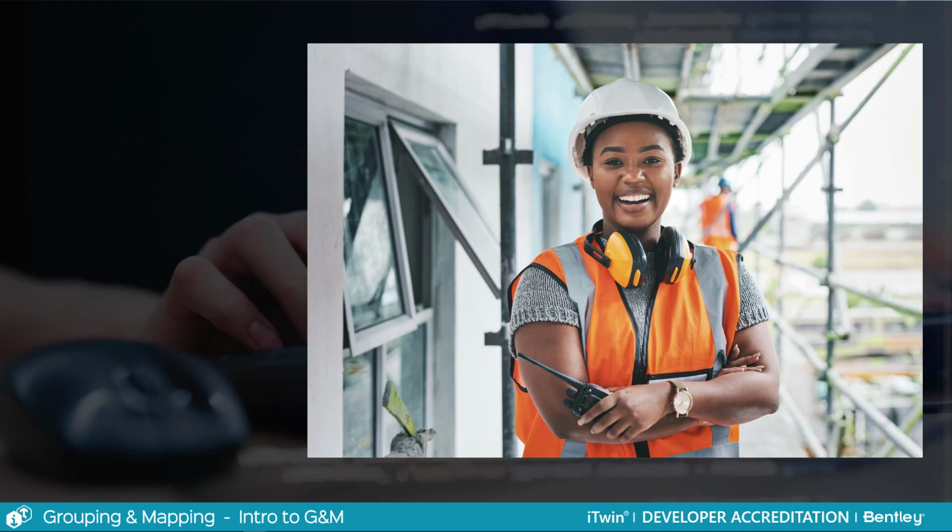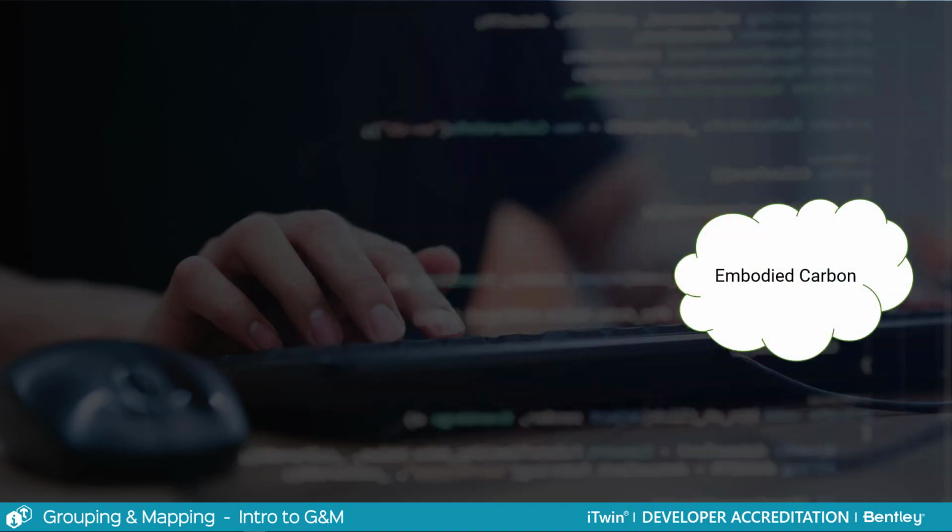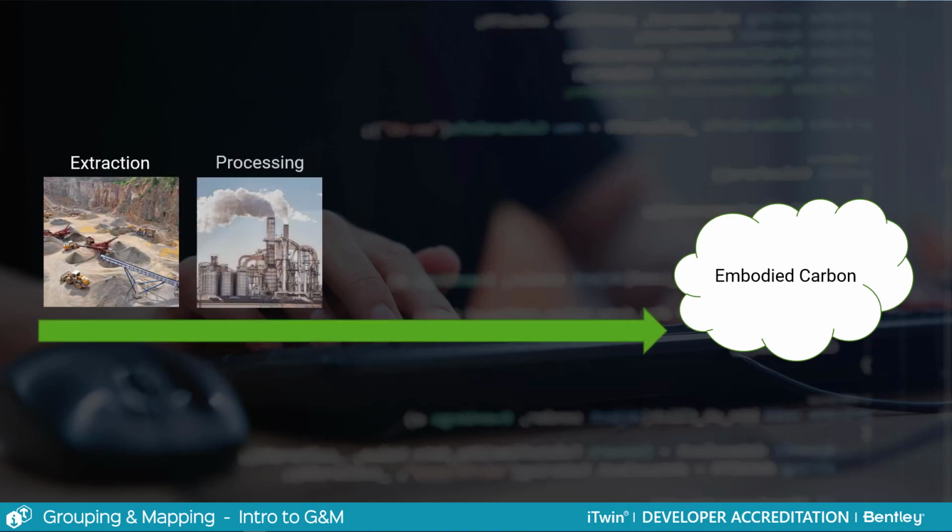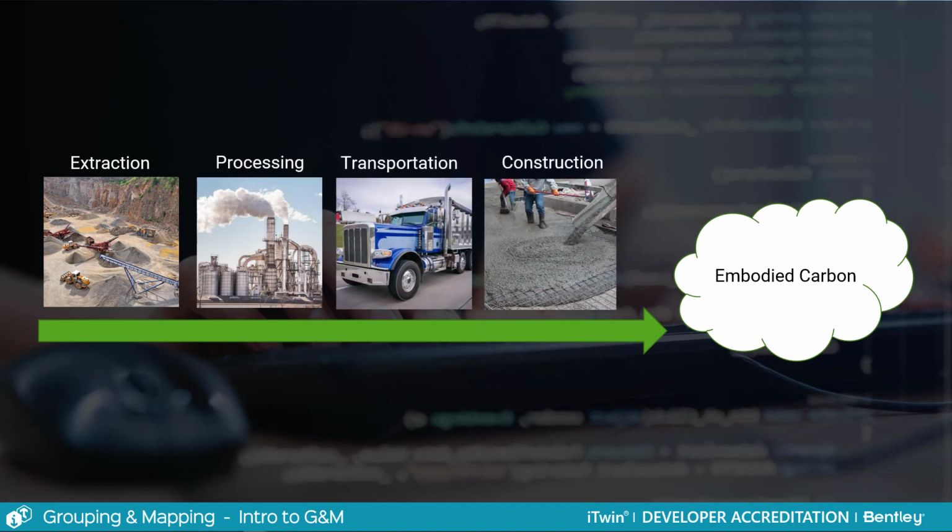For this report, she wants to understand where most of the embodied carbon of the project resides. The embodied carbon is the carbon footprint of all the materials going into the project's construction. This includes the materials extraction, processing, transportation, and construction. There are so many different factors to consider, from fuel efficiency of transportation to the method of processing the materials. Many of these factors come from outside the design model.